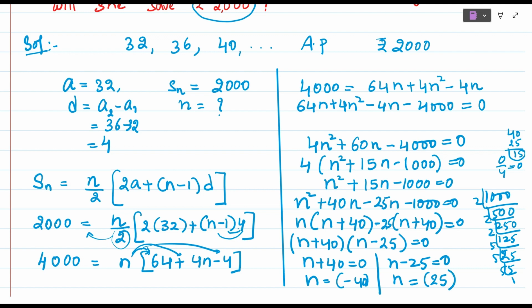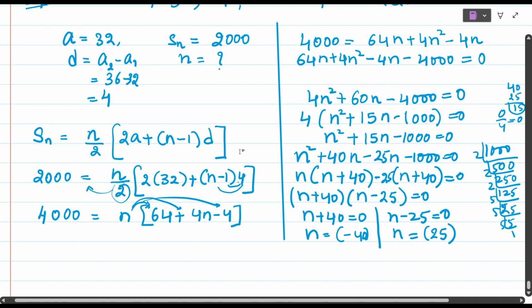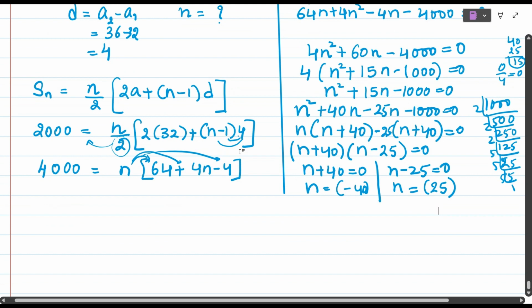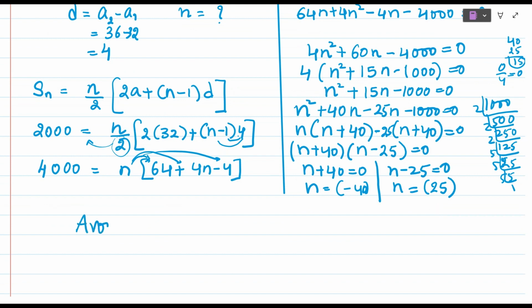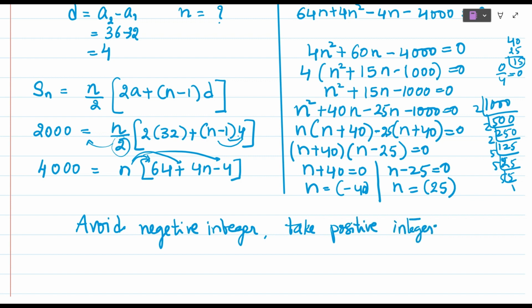So we got two values. Which one do we have to take, students? We have to avoid negative integers. Take positive integers only. So what will be our answer? Our answer will be 25. So in how many months is she taking to save 2000 rupees? Therefore, the number of months will be equal to 25. Did you understand, students?